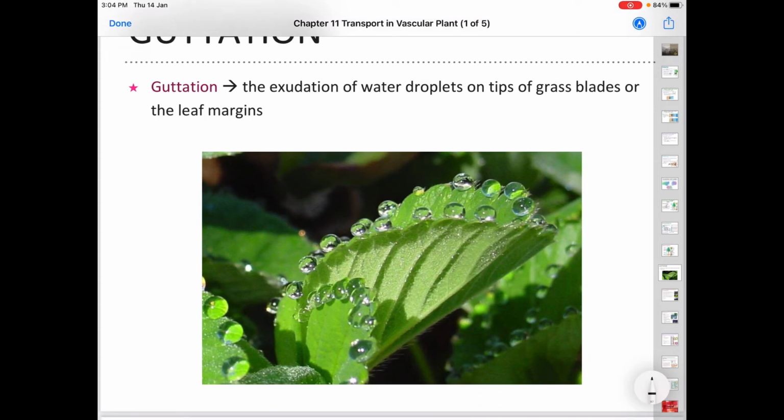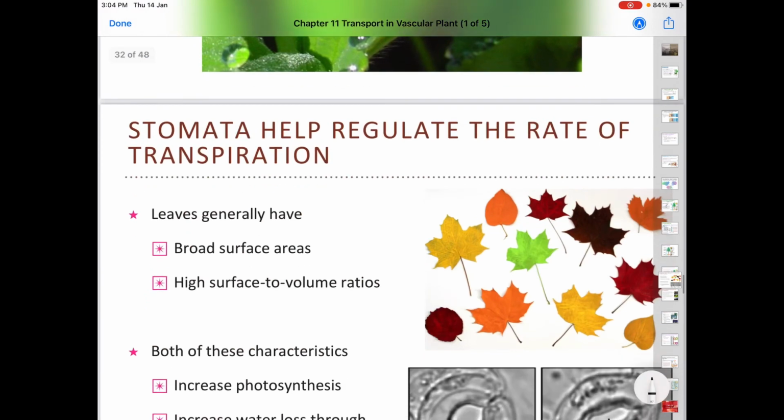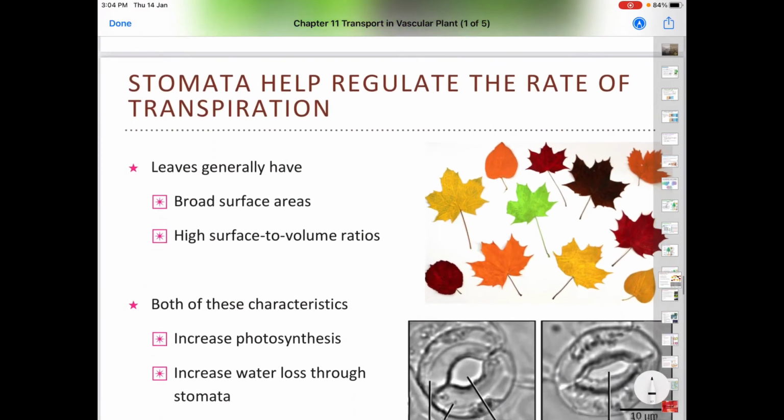So when there is too much water and the water is less transpired because it is night, the excess water will exude, okay, will be released and found as water droplets located on the tips of leaf margins. So this is the guttation. Okay, now we go into stomata. How do the stomata help to regulate the rate of transpiration?